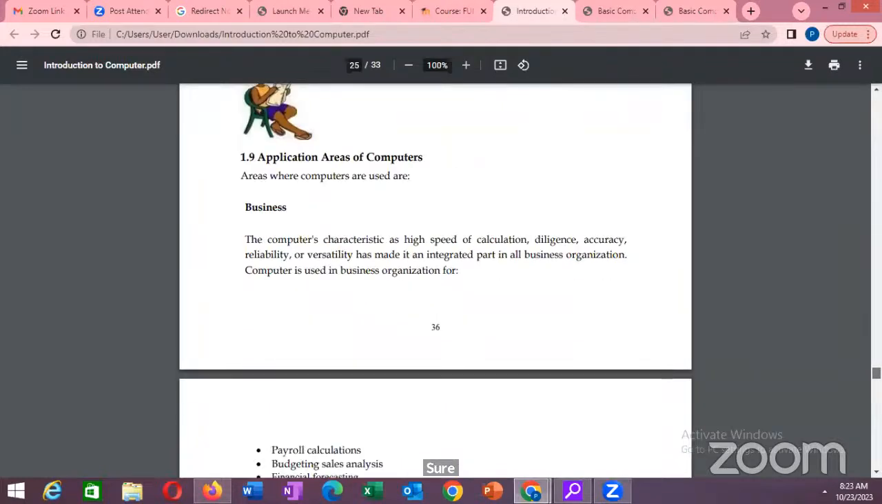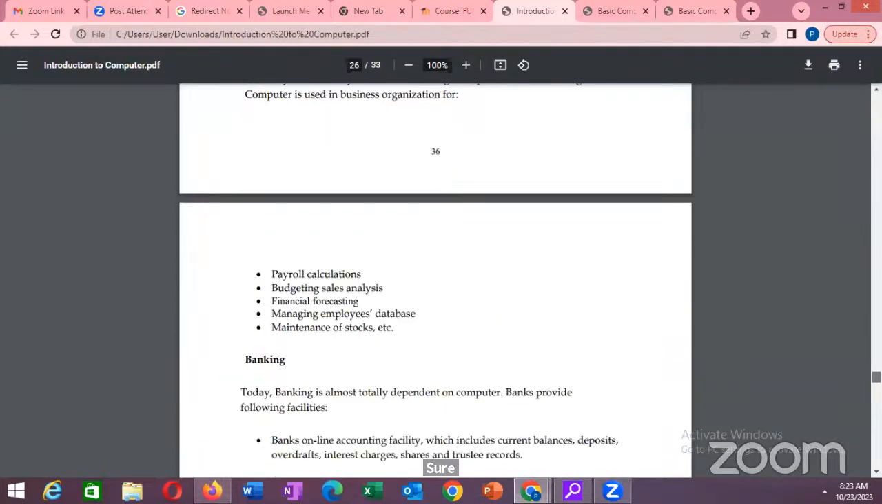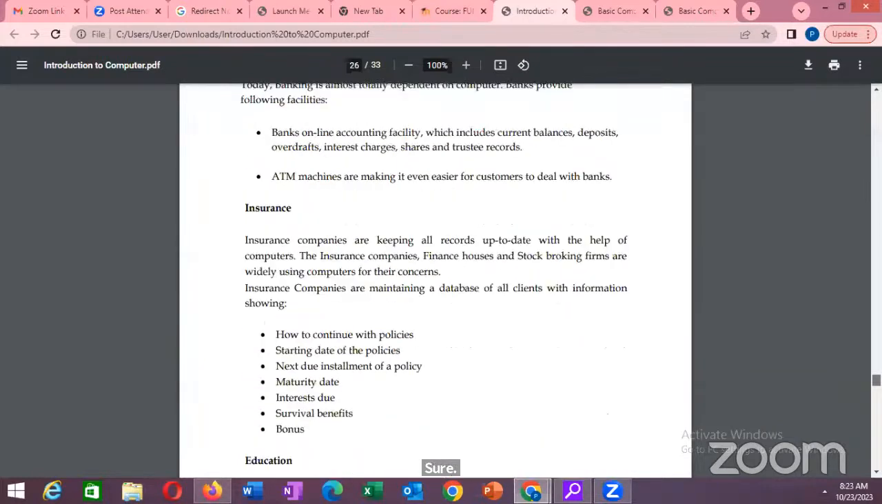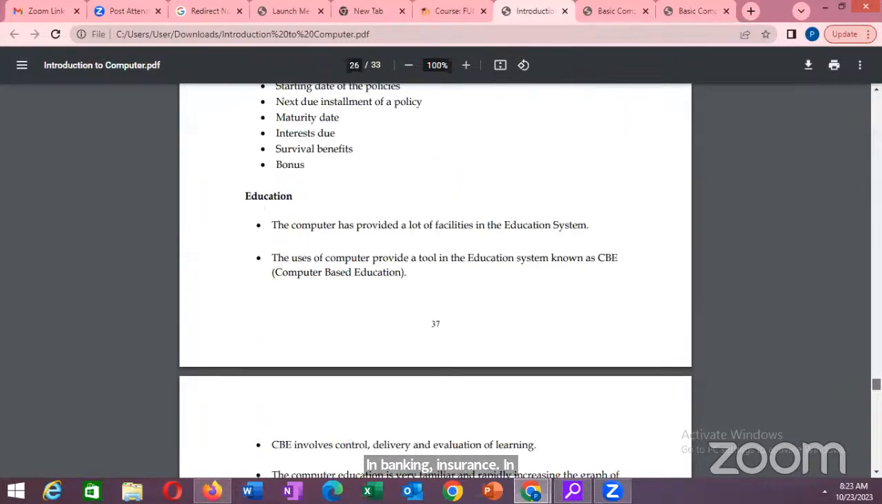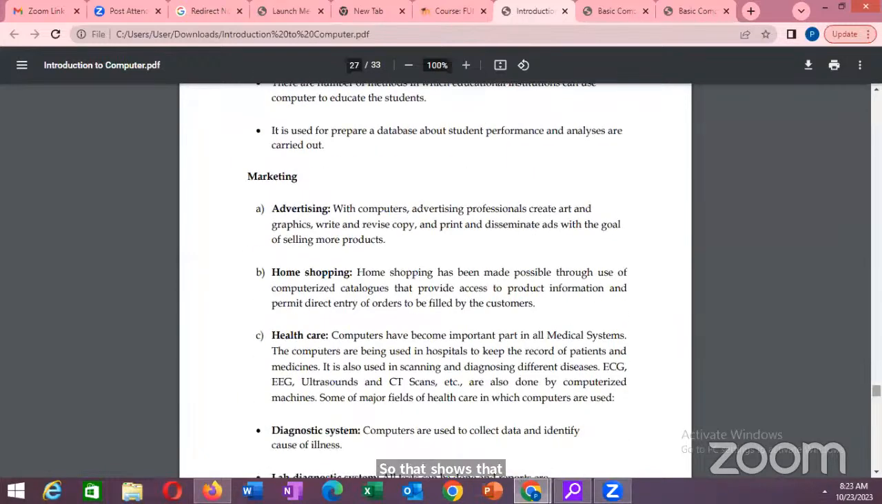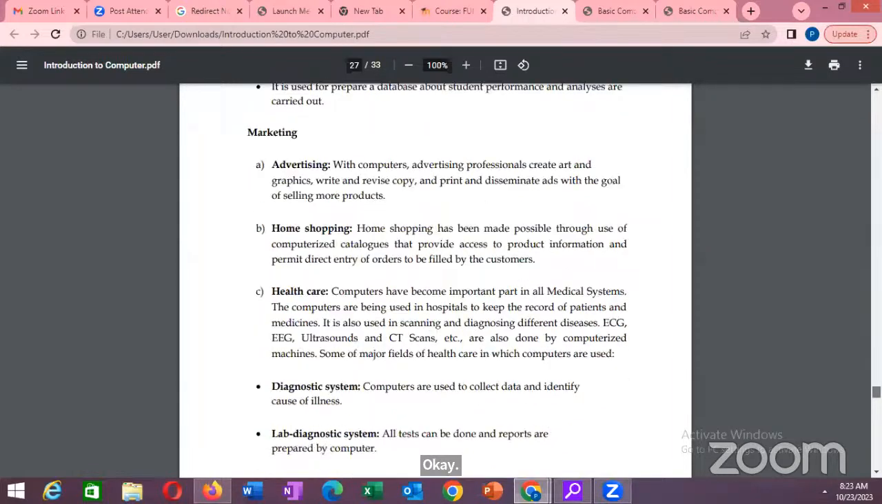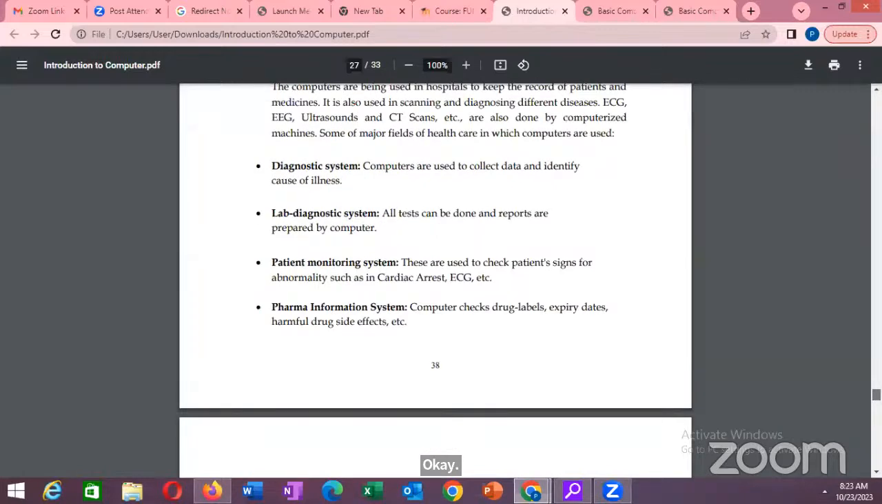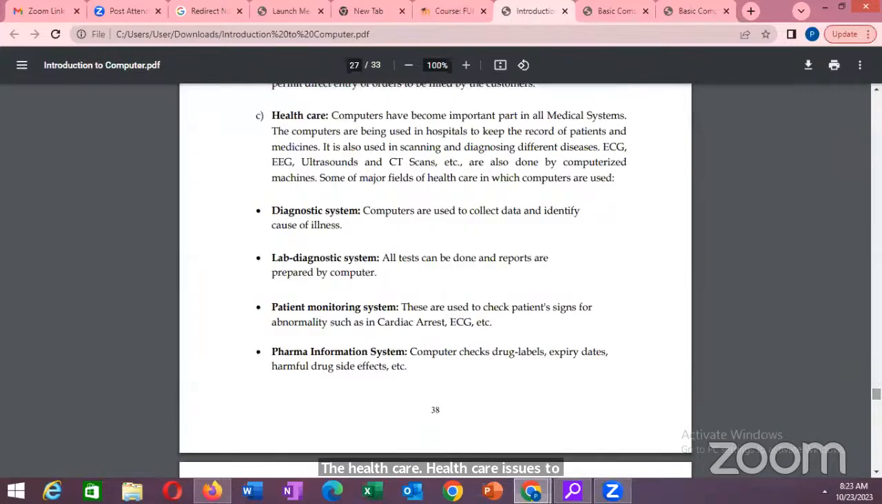So application areas, they are applied in business, in banking, in insurance, in education sector. For example, you guys have been registering in the ERP. So that shows that you have actually applied education sector, marketing, all the adverts you see on TV, home shopping, the healthcare issues to do diagnosis systems, lab diagnosis, patient monitoring, especially in the ICU. They come in very handy when you're doing the ICU.